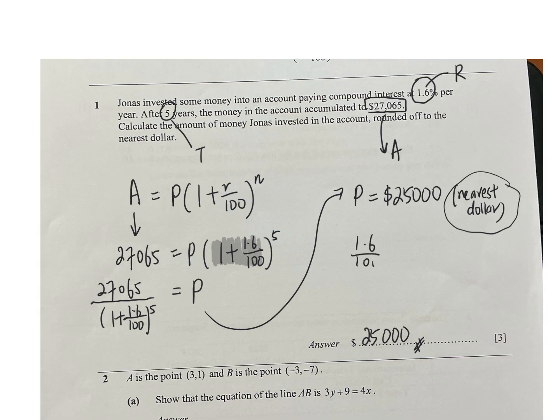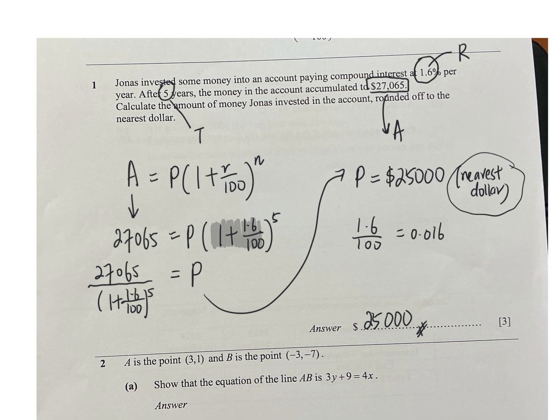1.6%, if you divide by 100, is 0.016. Did they say per month? If per month, you need to divide by 12, then this one times 12. Change to a monthly rate, then compound by the number of months you have. If 1.6 is per month, then you just use the 1.6 directly, but the 5 years change to the total number of months.